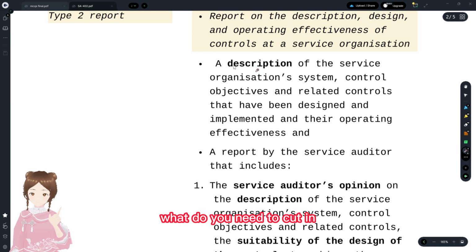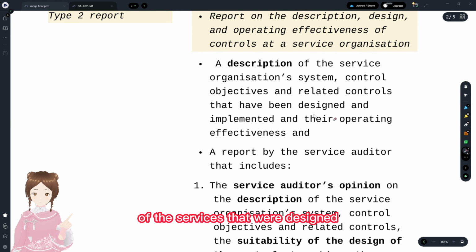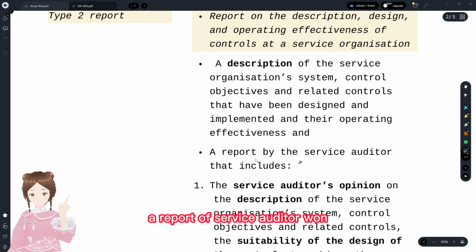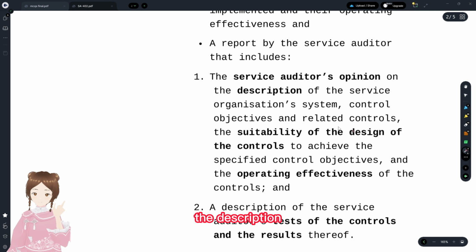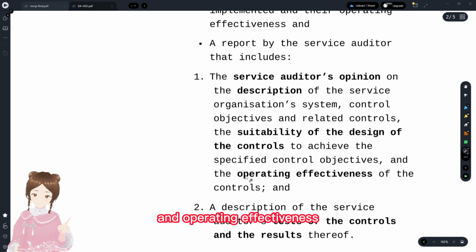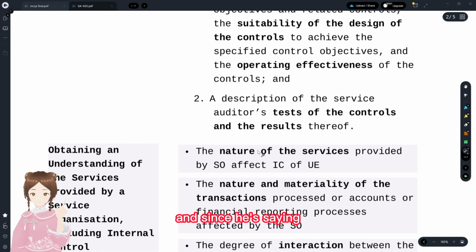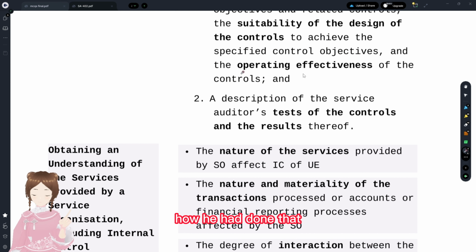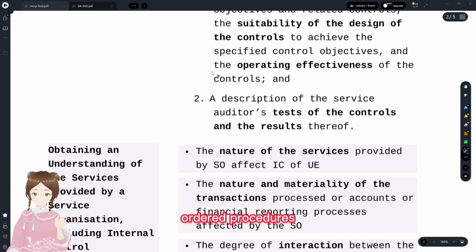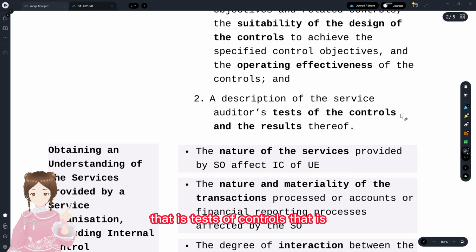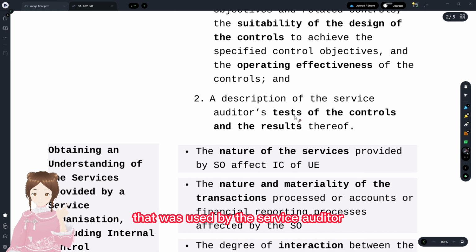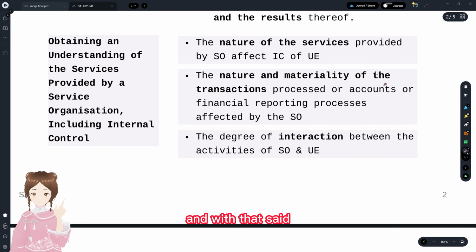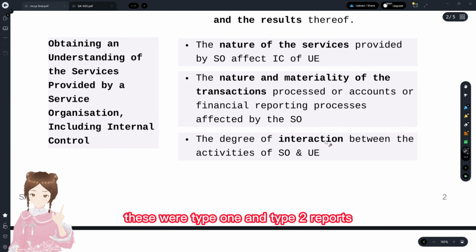What does it need to contain? A description of the services that were designed and implemented, and their operating effectiveness. And what is the second part? A report of the service auditor, describing the suitability of the design of the controls and their operating effectiveness. Since he is putting his opinion on the operating effectiveness, the audit procedures he has done, that is, the tests of controls used by the service auditor, are also given in this report. And with that said, these were type 1 and type 2 reports.